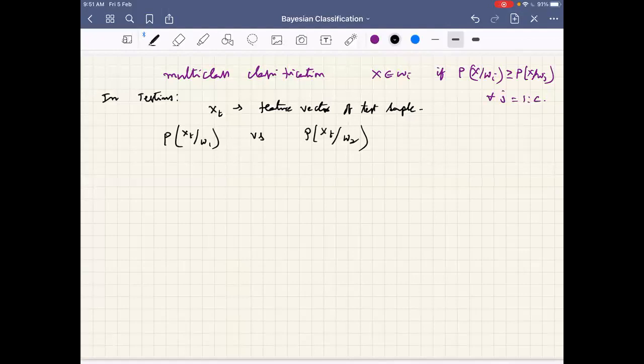So we will compare P of xt given omega 1 and P of xt given omega 2, and then put xt into that class where it is the arg max, that is, xt given omega 1 comma xt given omega I, put into that category. Correct? So xt belongs to that category. That's what I will do.